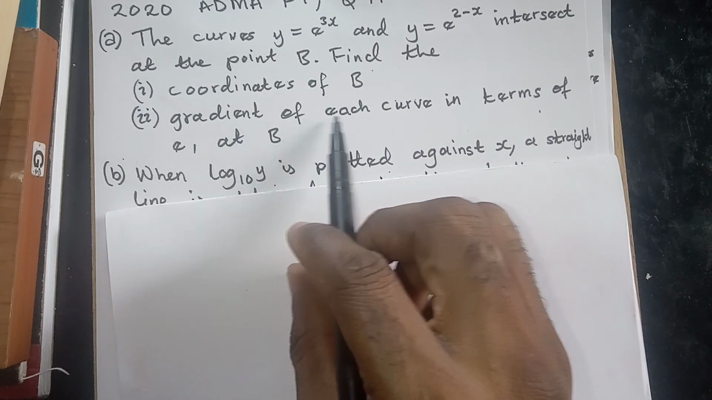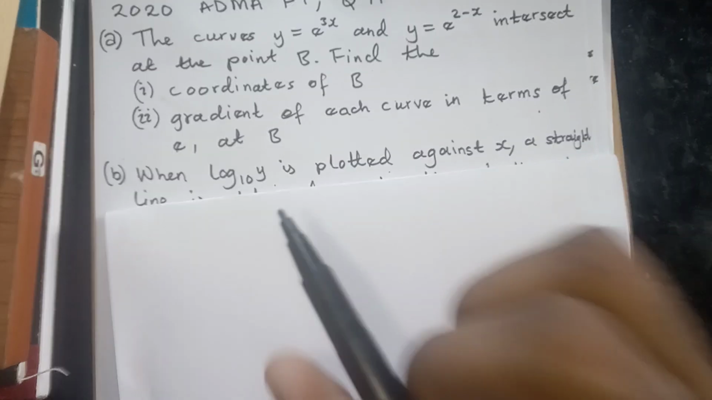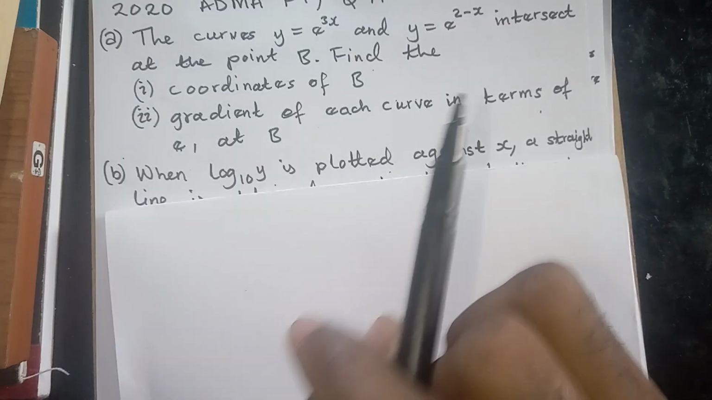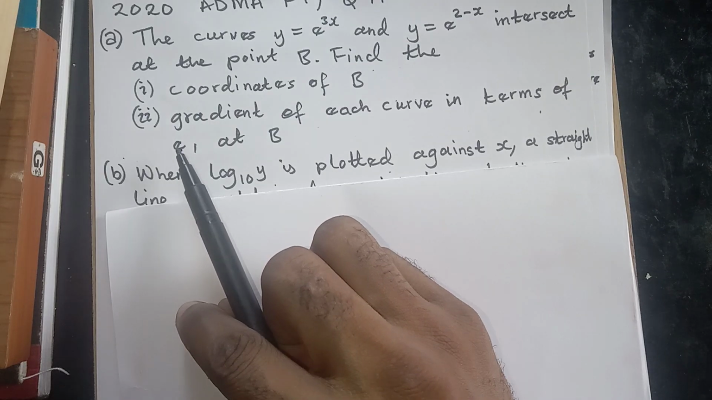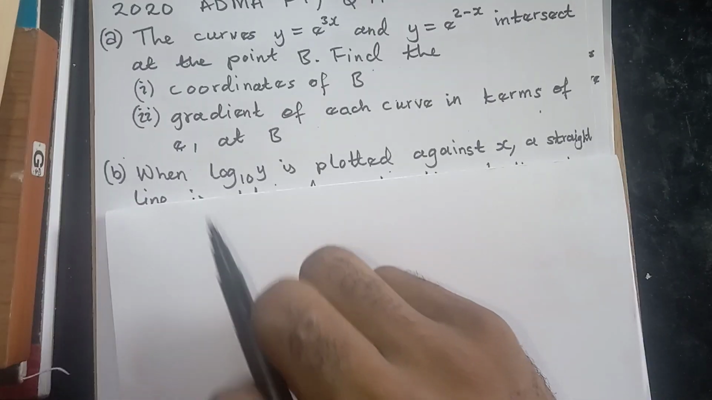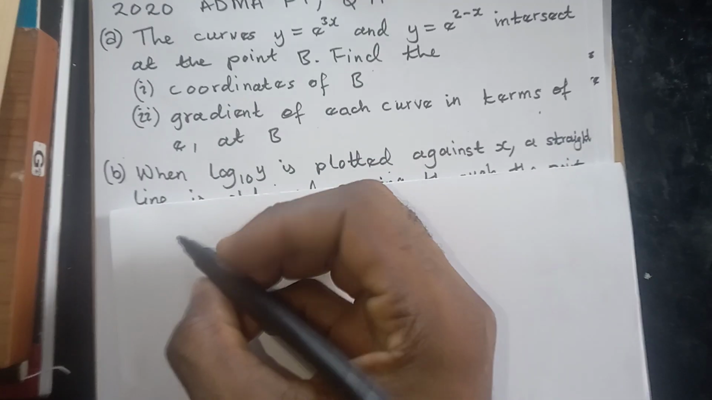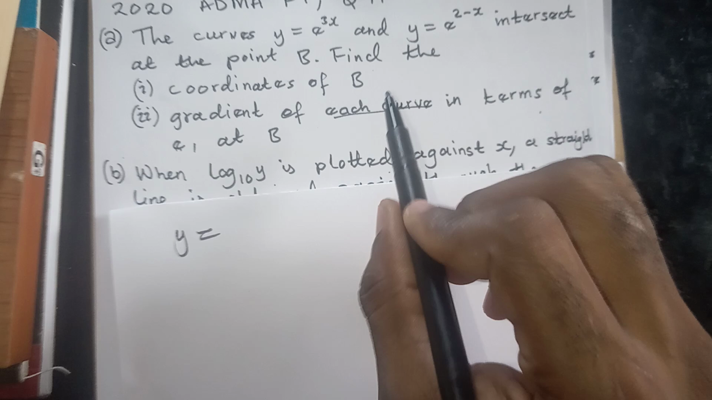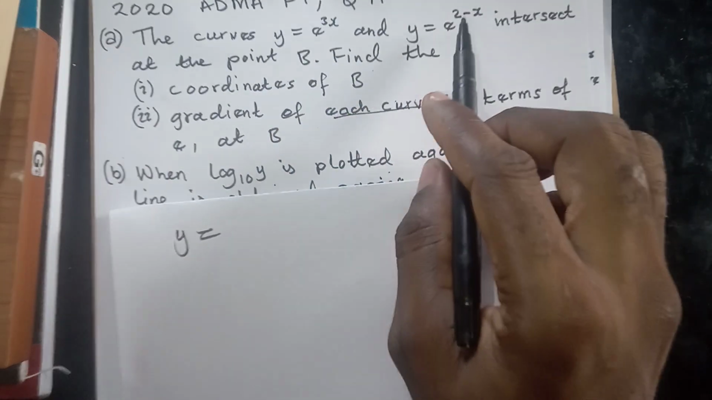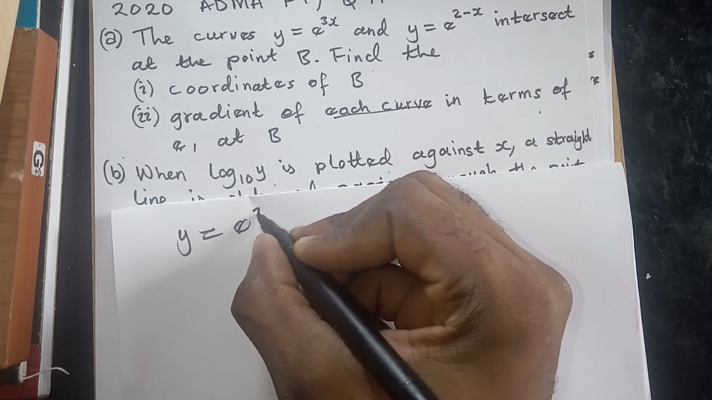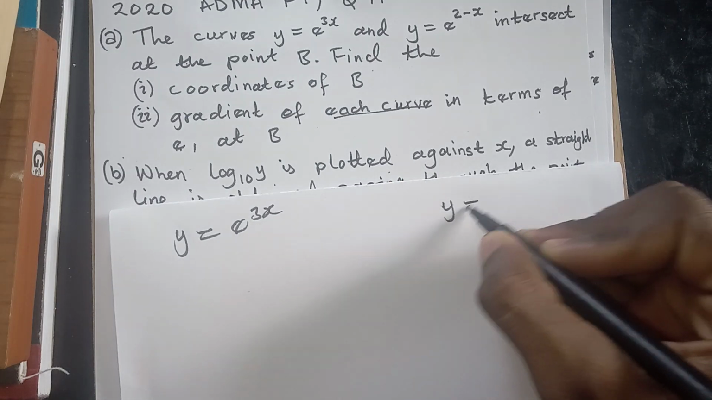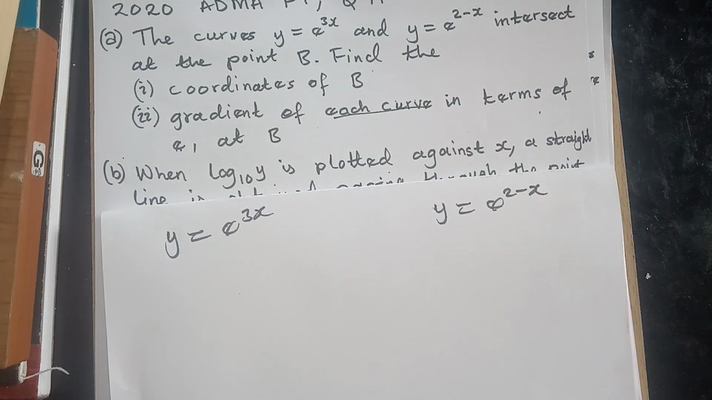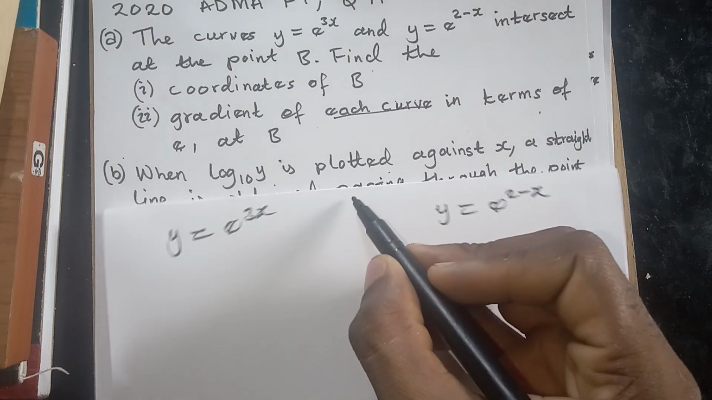And then the gradient of each curve in terms of e. In this case they specifically asked for the gradient in terms of e, so you have no choice but to do this. It's actually better at B. So remember, we have this word. A very common mistake is to find the gradient at this point and ignore this. Many are victims of that, so I'll write them both so that I won't forget.